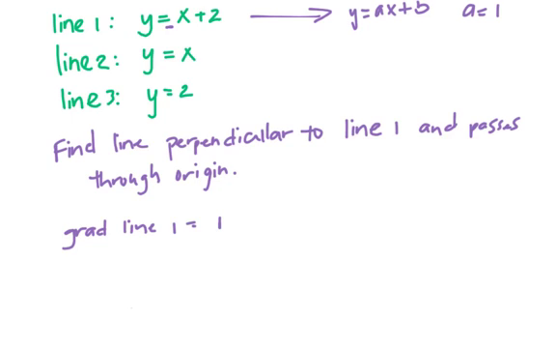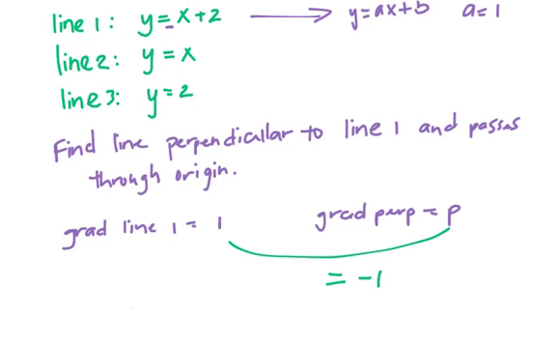And we're going to call the gradient of our perpendicular line P. So therefore, if I multiply 1 by P, I am supposed to get -1. That's the rule of perpendicular lines. So 1 times P has to give me -1. So that means P is going to be -1 divided by 1, which is -1. So the gradient of my perpendicular line is -1.